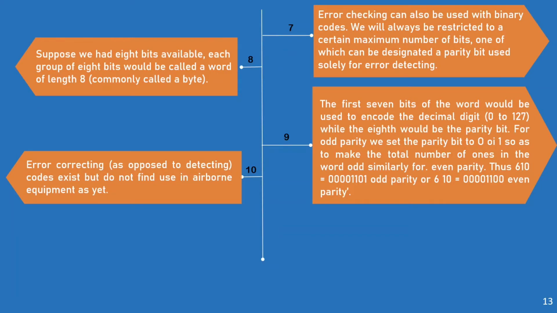For odd parity, we set the parity bit to 0 or 1 so as to make the total number of ones in the word odd, similarly for even parity. Thus 13 in decimal equals 00001101 with odd parity.